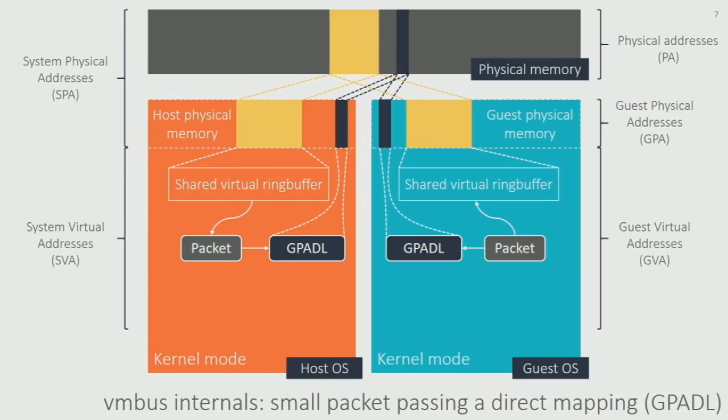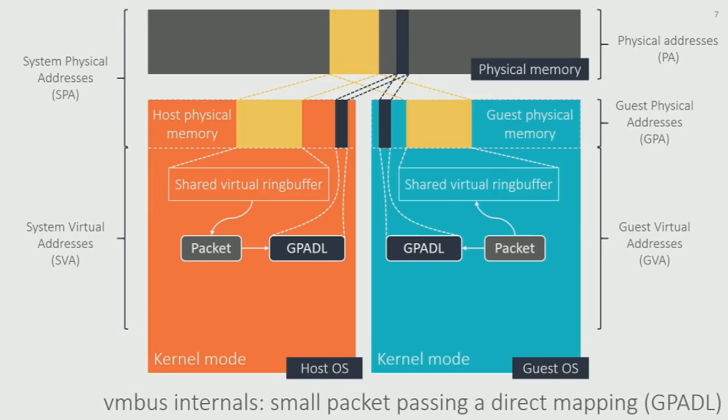And so you have this kind of thing there, the GPADL, I call it a GPADL, that stands for Guest Physical Address Descriptor List. If you're familiar with Windows kernel lingo, this is basically an MDL that can span the boundary between the host and the guest.